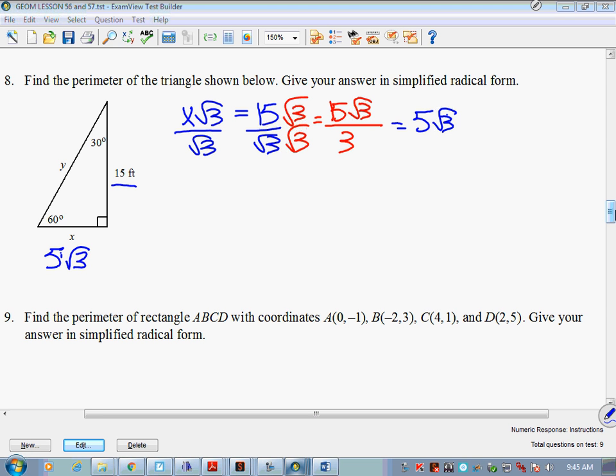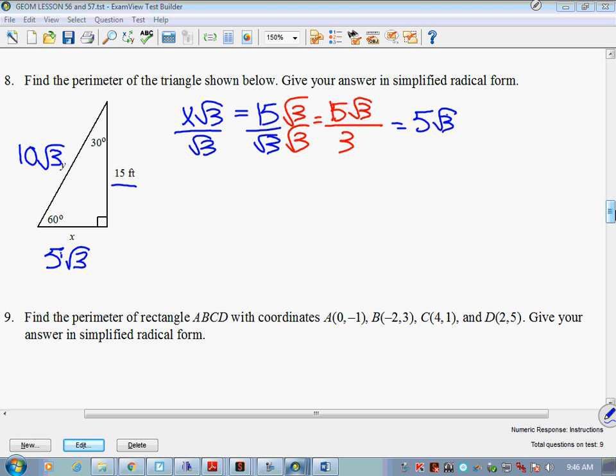2X. So in this case, that's 10 radical 3. 5 radical 3 times 2 is 10 radical 3. What do I need to do now? I'm not done. I solved for X and Y, but what's the question asking me to do? Find the perimeter.